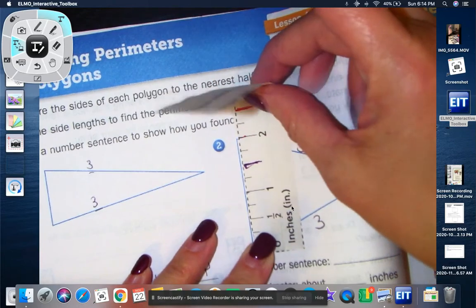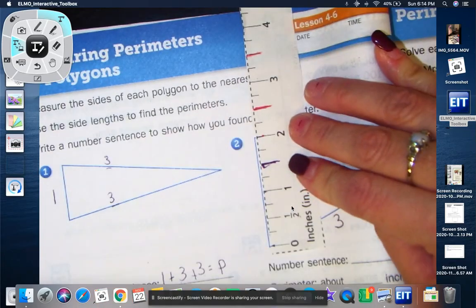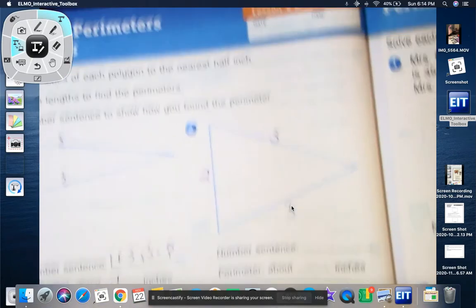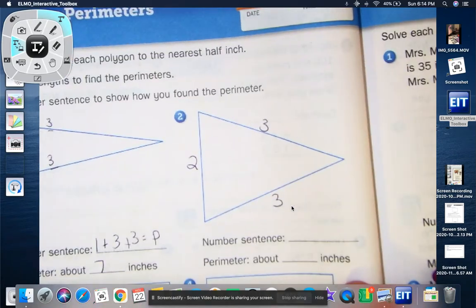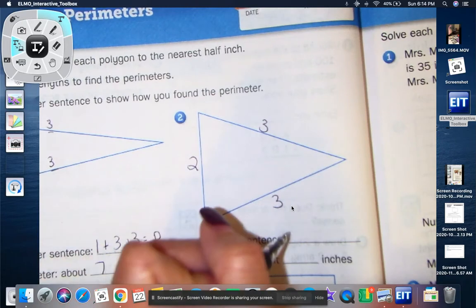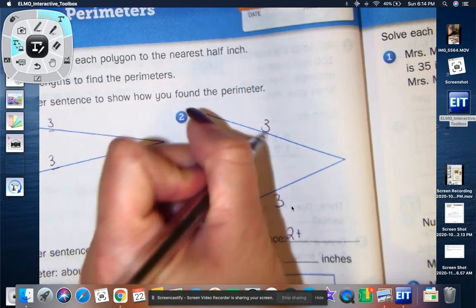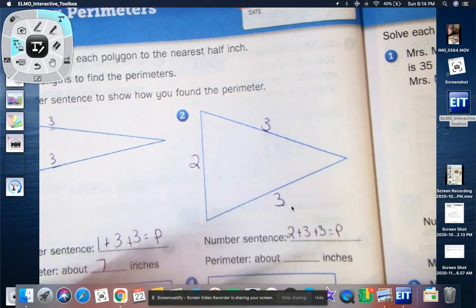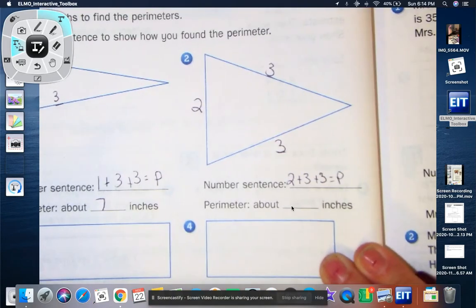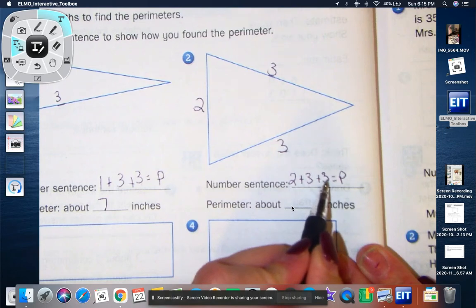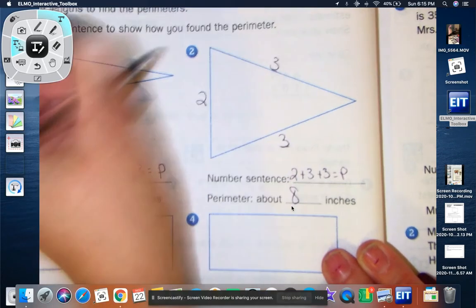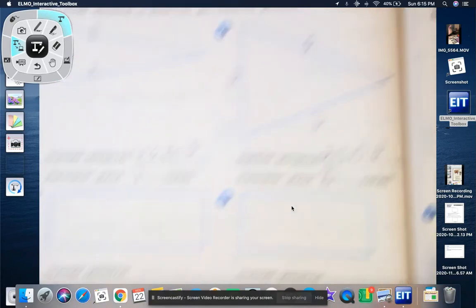This side is about how long? You should have said 2 inches. All right, my number sentence, what's it going to be? You should have said 2 plus 3 plus 3 equals perimeter, the P for perimeter. When I add that together, 3 plus 3 is 6. 6 plus 2 is 8. This triangle has a perimeter of 8.